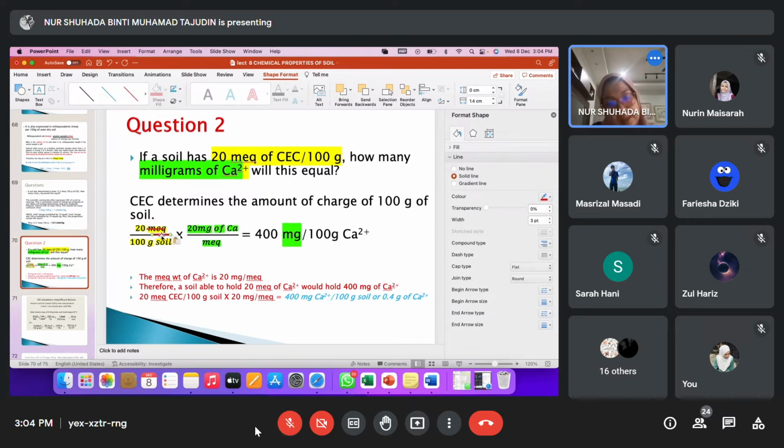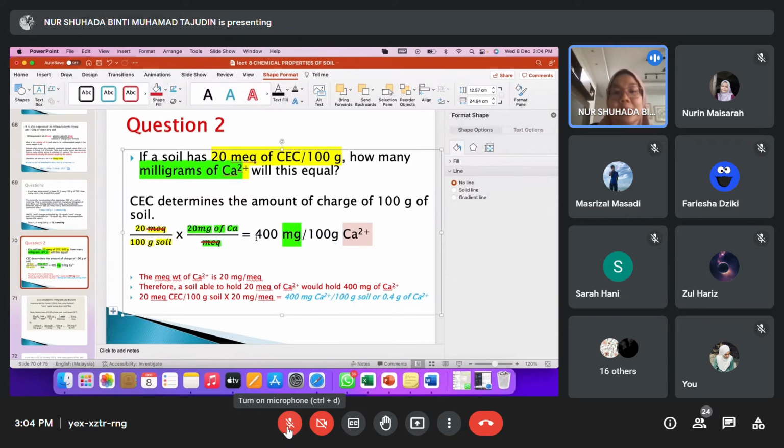Okay. So, 20 darab 20 mg of calcium. So that's why you dapat 400 mg. Yang bawah you have to maintain. Sebab the question is in 100 gram of soil ada 400 mg of calcium 2 positive. Faham tak?